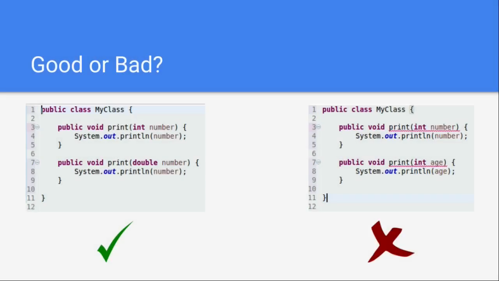In the first picture, there are two print methods. The first print method is accepting an integer and the second print method is accepting a double. So, these two methods are following the method overloading rules.